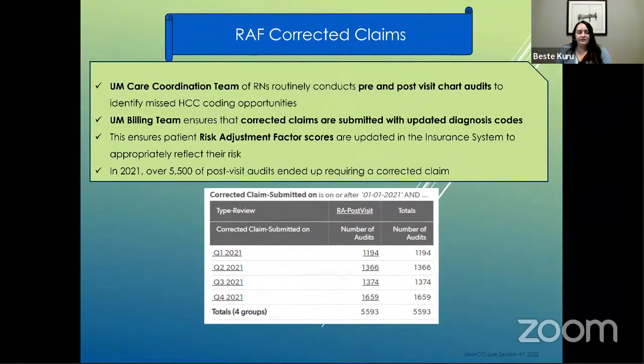At United Medical, our care coordination department routinely does pre- and post-visit chart audits to identify any missed HCC coding opportunities. And the billing team, on the other hand, ensures that we send corrected claims in a timely manner with those updated diagnosis codes, so that we ensure patients' RAF scores are updated in the insurance system to appropriately reflect their risks. In 2020, we sent over 5,500 corrected claims for this reason.